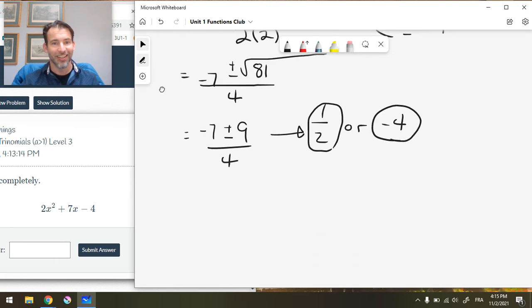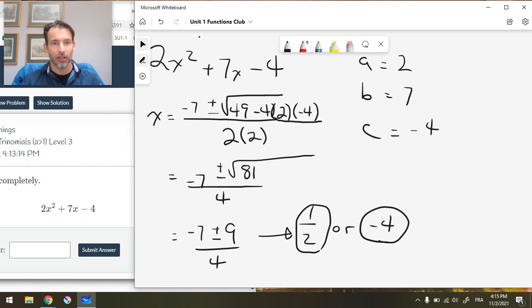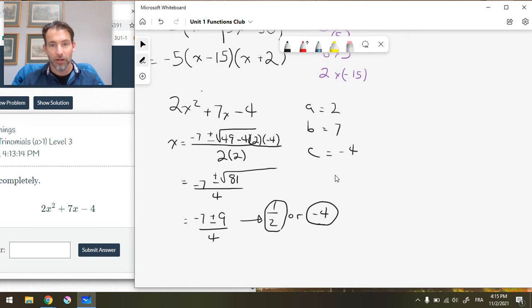So what does that look like when we put it into the standard form? Well, let's take a look. We had 2x squared plus 7x minus 4. Let's just zoom out a little bit, give ourselves a little more space over here, and I'm going to write it over there. So I know that 2x squared plus 7x minus 4 is going to be equal to 2.